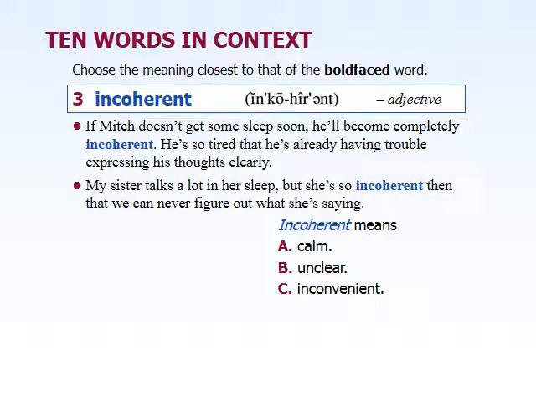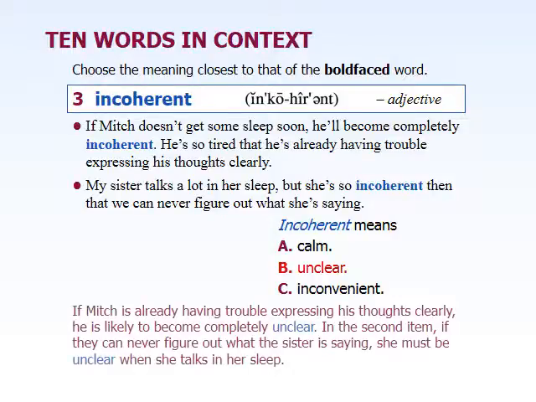Our next word here is incoherent, and this is also an adjective. If Mitch doesn't get some sleep soon, he'll become completely incoherent. He's so tired, he's already having trouble expressing his thoughts clearly. My sister talks a lot in her sleep, but she's so incoherent then that we can never figure out what she's saying. Incoherent means unclear. And by unclear, we're not talking about unclear in terms of vision, but in terms of it's not something that you can understand.